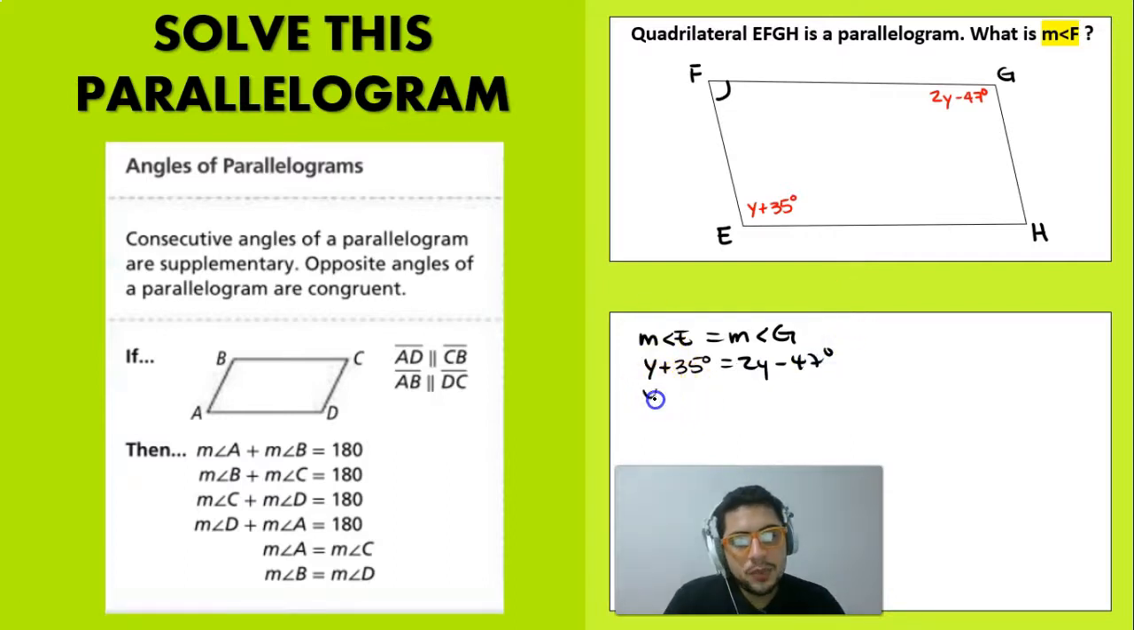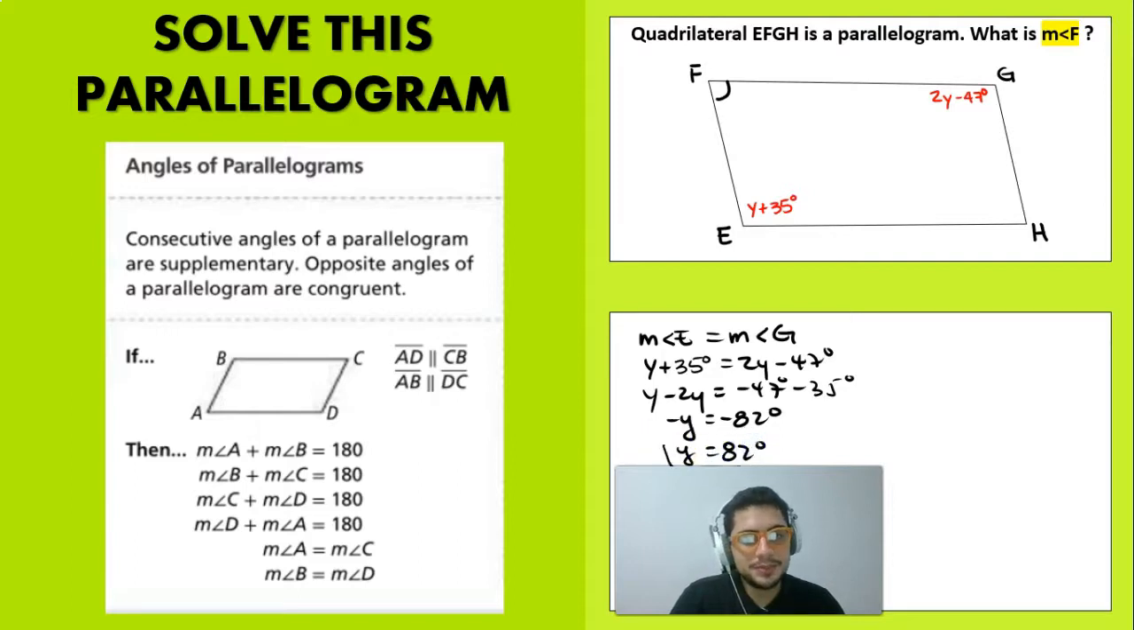So that means that y minus 2y is equal to minus 47 minus 35 degrees. So that means that minus y is equal to 47 plus 35. So that is equal to minus 82 degrees. So y is equal to 82 degrees. Now that we know that, we can actually find the measurement of the angle. So we know that measurement of angle E is actually 82 plus 35. So 82 plus 35 is going to give us a total of 117 degrees.